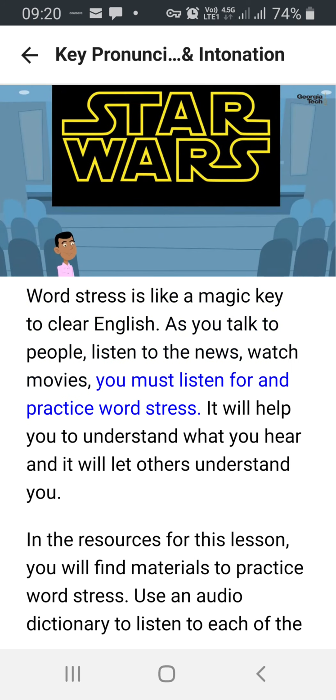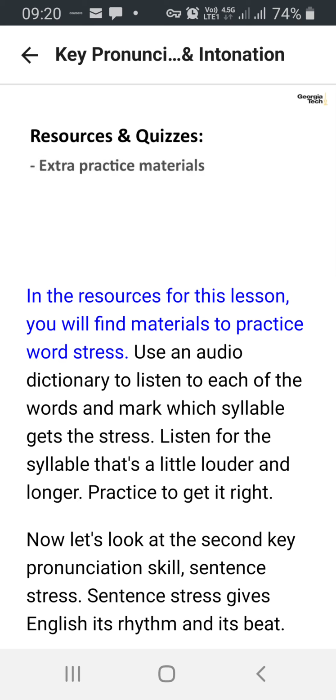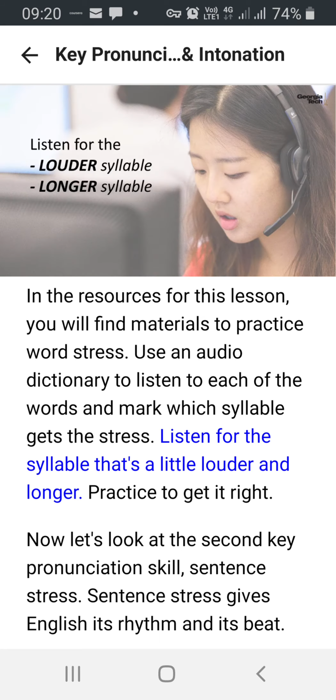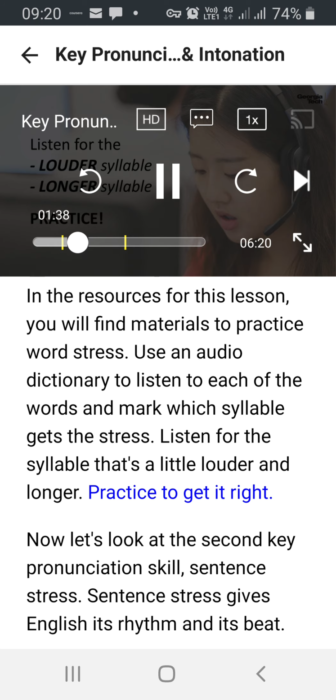In the resources for this lesson, you will find materials to practice word stress. Use an audio dictionary to listen to each of the words and mark which syllable gets the stress. Listen for the syllable that's a little louder and longer. Practice to get it right.